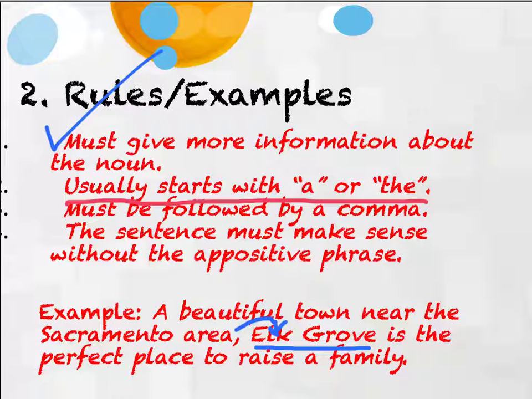Rule number 2, usually starts with a or the. Well, look, we've got a right there. Rule number 2 we've got. Rule number 3, must be followed by a comma. Boom, we've got our comma right there. The sentence must make sense without the appositive phrase. Well, just like before, we'll cross out the appositive phrase, and now let's read it. Elk Grove is the perfect place to raise a family. That makes sense without it. We followed our 4 rules, so therefore we've used the appositive phrase correctly at the start of the sentence.